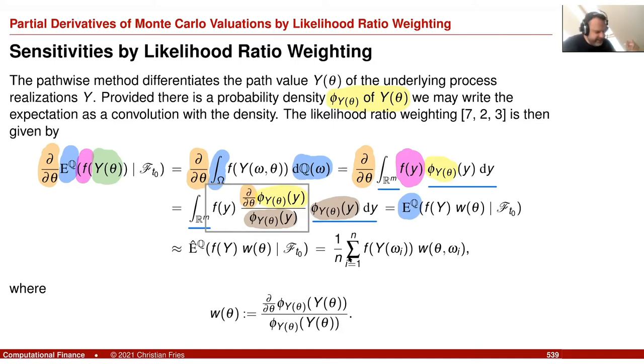So again, I have the original payoff function, but now multiplied with a weight w in this expectation operator. It looks a little bit similar to before. Before I had f prime multiplied by the weight, but now it is just f multiplied with the weight. The nice thing is that the differentiation has gone. The differentiation is now hidden in the weight, because this weight is the differentiated density divided by the density. Actually, this is the same as if you just differentiate the logarithm of the density.